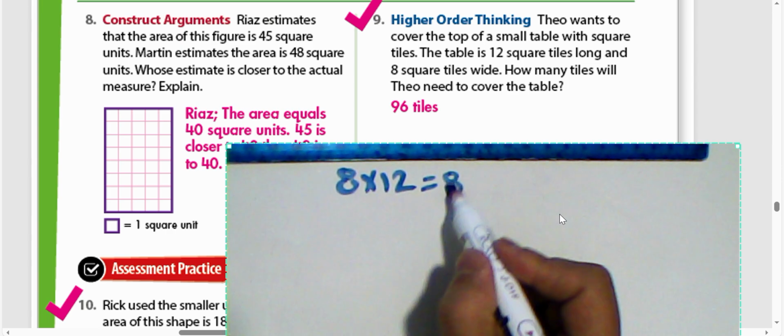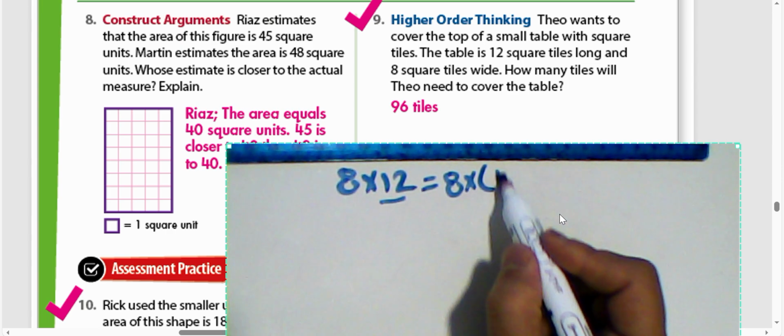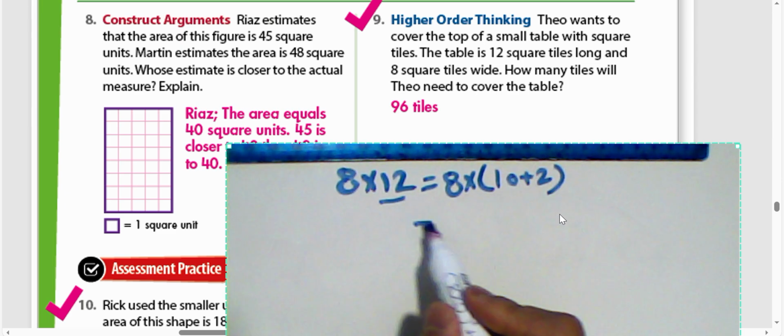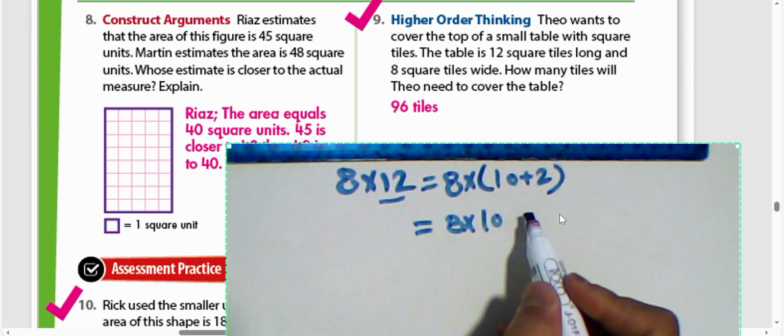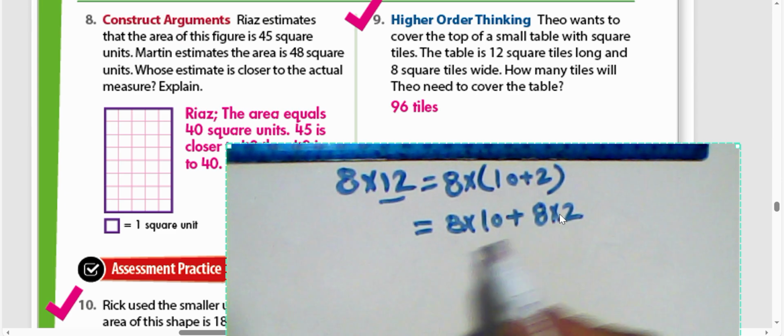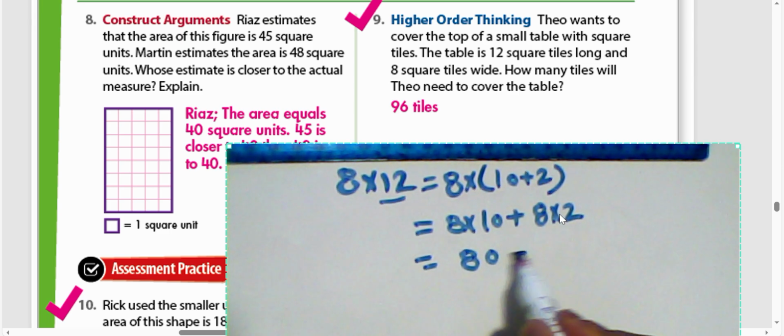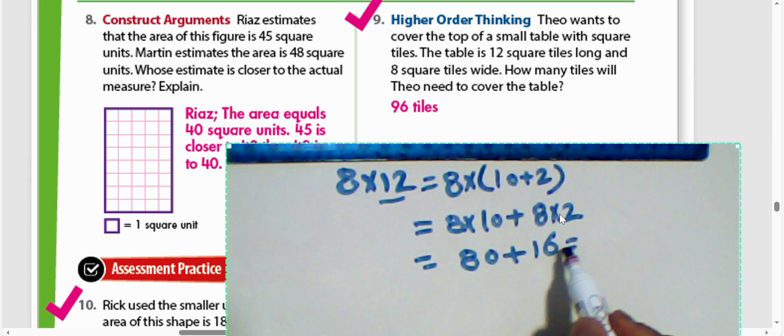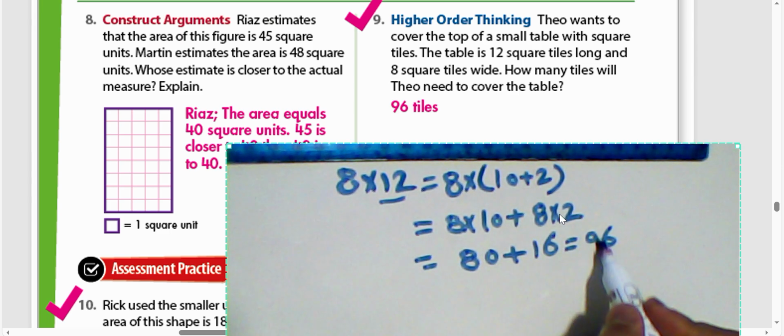We can use the distributive property. 12 equals 10 plus 2. 8 times 10 plus 8 times 2. 8 times 10 equals 80 and 2 times 8 equals 16. 80 plus 16 equals 96. The result will be 96.